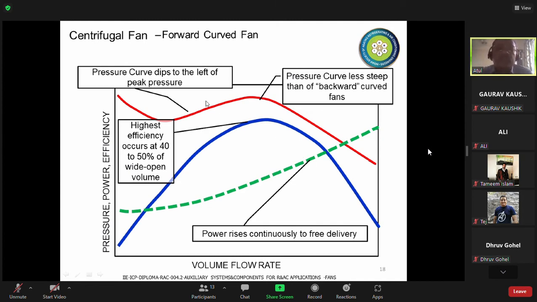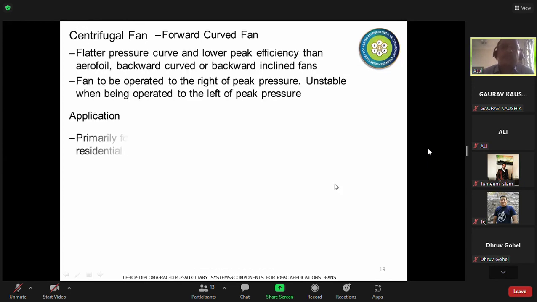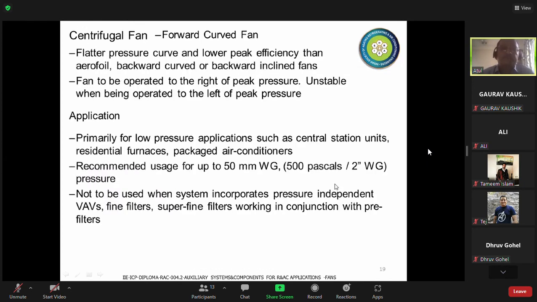So this is how a centrifugal forward curve fan looks and its performance. We will talk about selection of the fan slightly later. This is just a description of the curve that we have already discussed. What I would like to say is the application where we use it. A forward curve fan is used in those applications where you need a centrifugal fan.